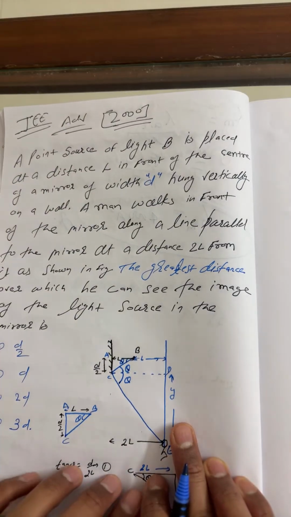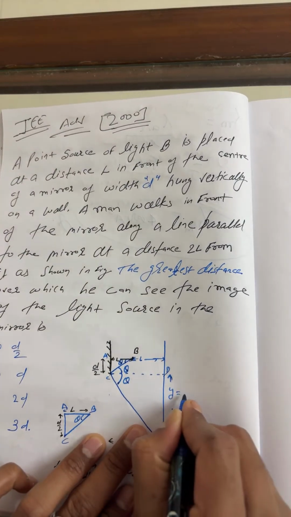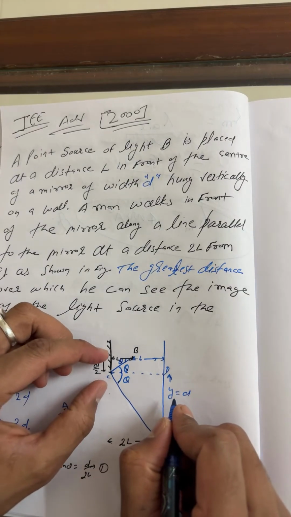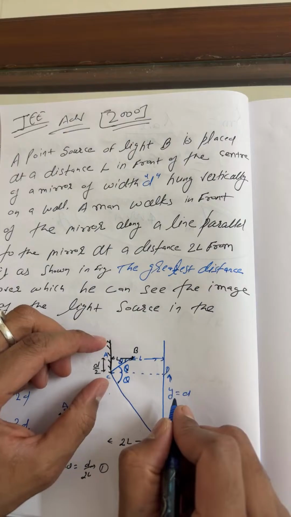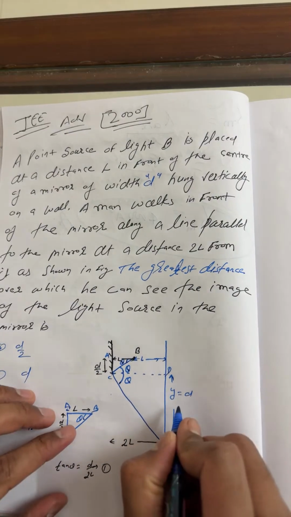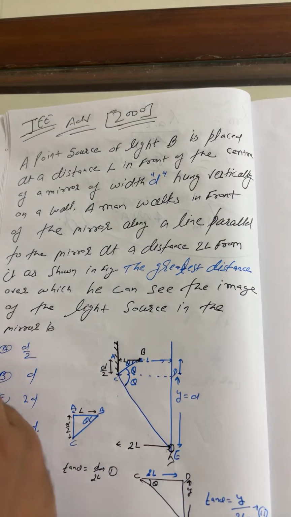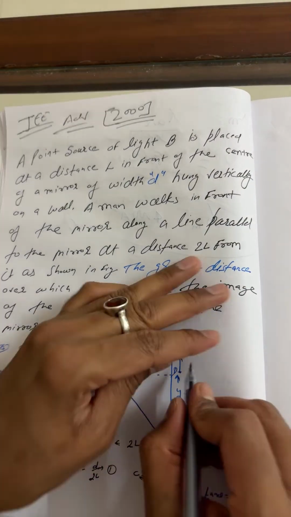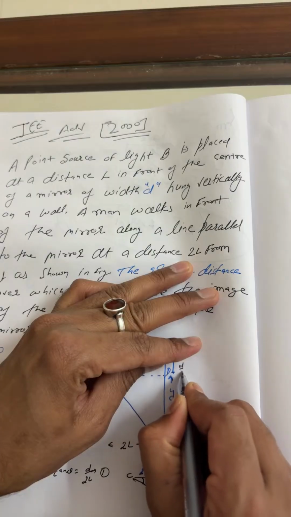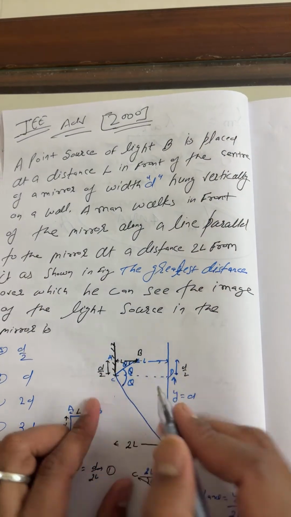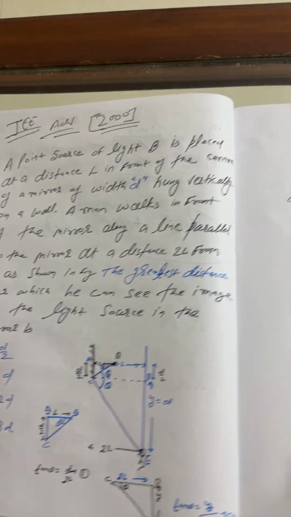So you got this value only, y is equal to d. And you know this is D by 2. So this is d and this is d by 2, how much? 3d by 2. So 3d by 2 in the bottom part and 3d by 2 in the upper part here.